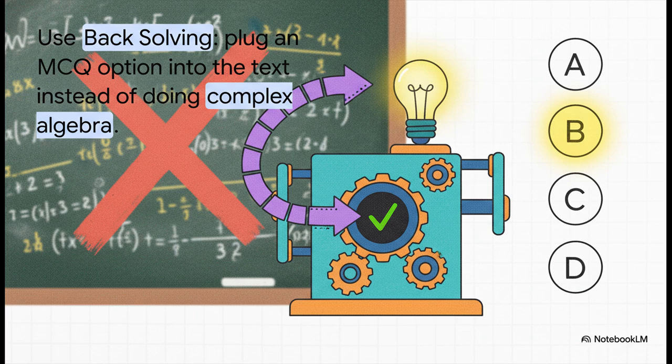Seriously, if you take nothing else away from this whole explainer, remember this: your absolute best 45-second fallback strategy is back solving. It is a total lifesaver. Remember, this is a multiple choice exam. If you're staring at 3 or more unknowns and you only have 2 equations, please do not sit there wasting 3 precious minutes trying to force the algebra. Just grab an answer option, plug it right back into the text, and see if it mathematically satisfies all the conditions. It feels like cheating, but it works flawlessly.